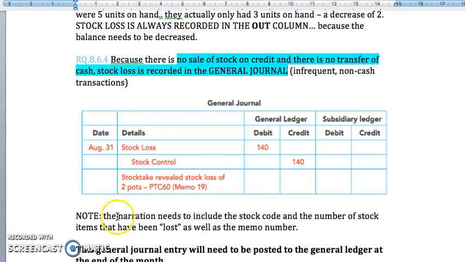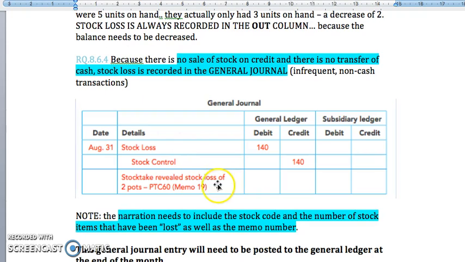Now please, the narration needs to include the stock code and the number of stock items that have been lost, as well as the memo number. So you need to include all of these things in your narration for it to be correct. Otherwise, you won't get marks for it.